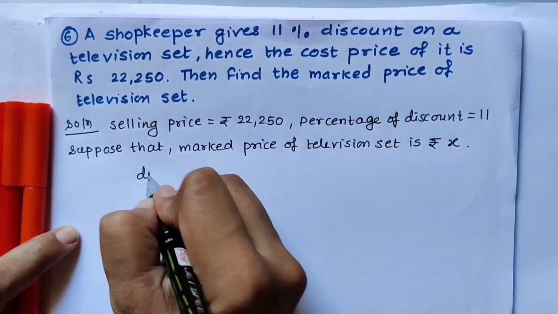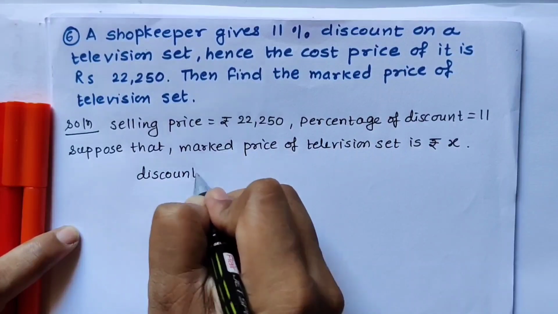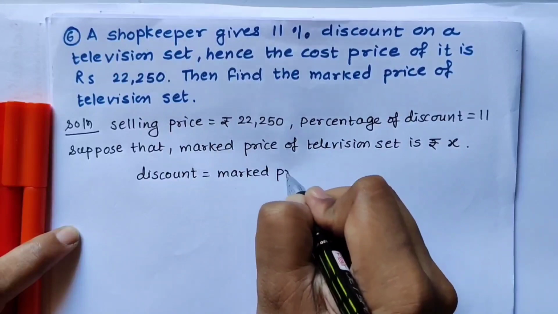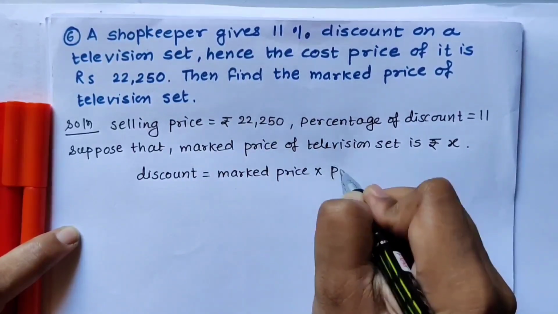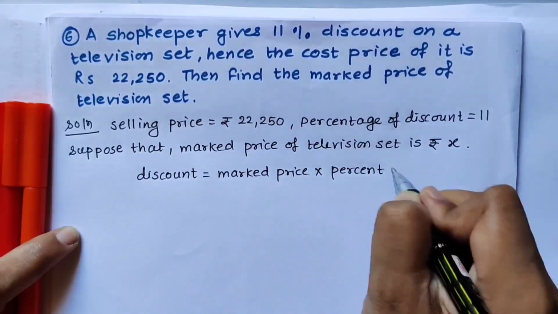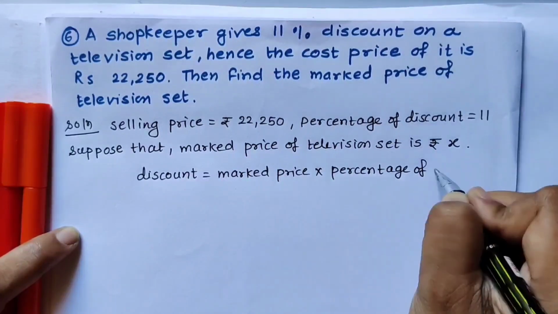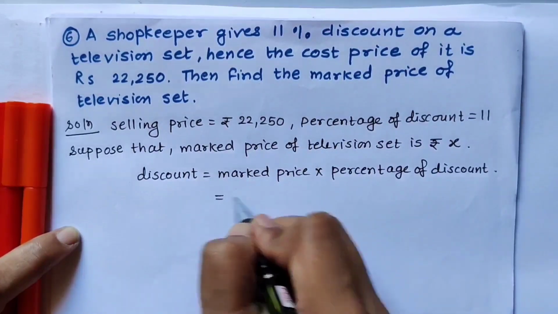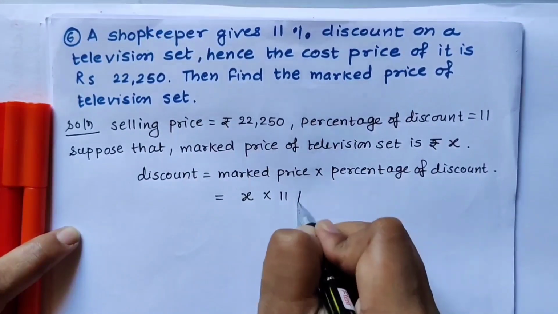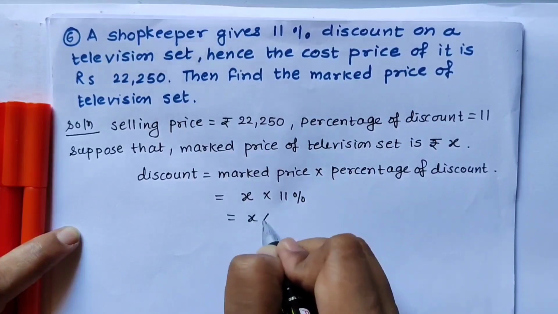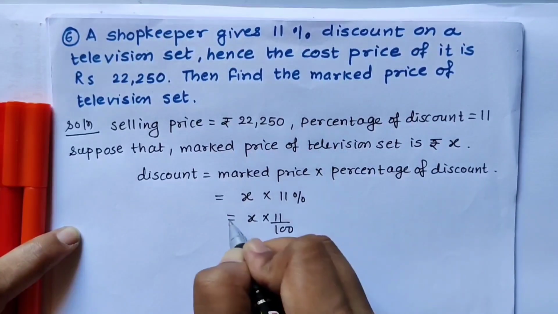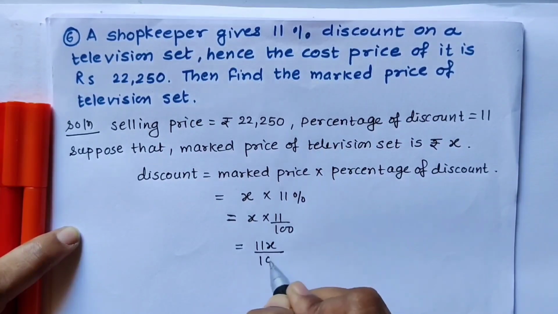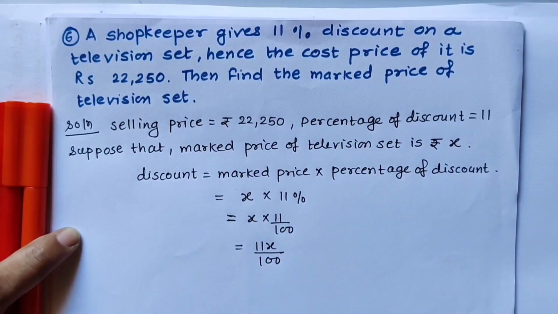What do we have to find first? First we have to find the discount by applying the formula: mark price multiplied by percentage of discount. The mark price we have taken as X, and the percentage of discount is 11%. So X multiplied by 11 upon 100. Nothing can be cancelled here, so we write 11x upon 100. So the discount is 11x upon 100.